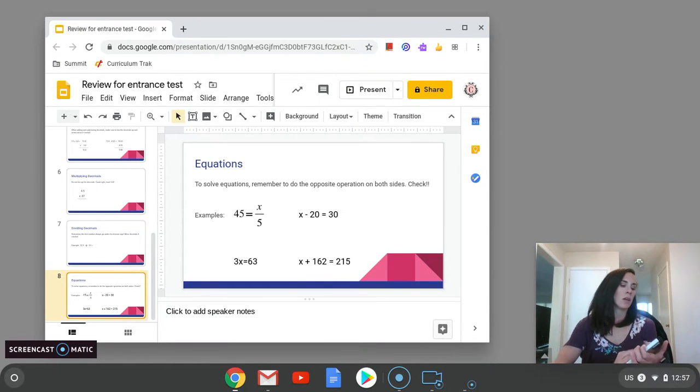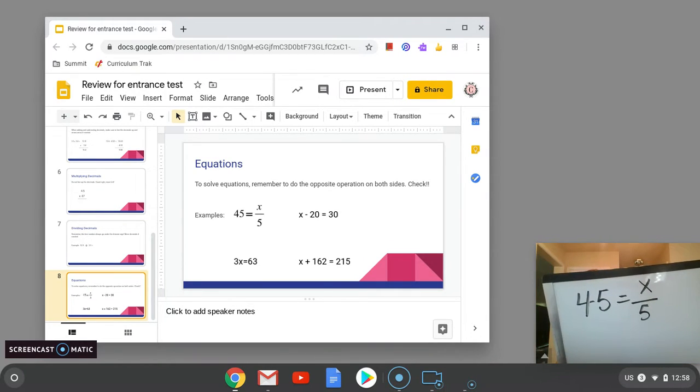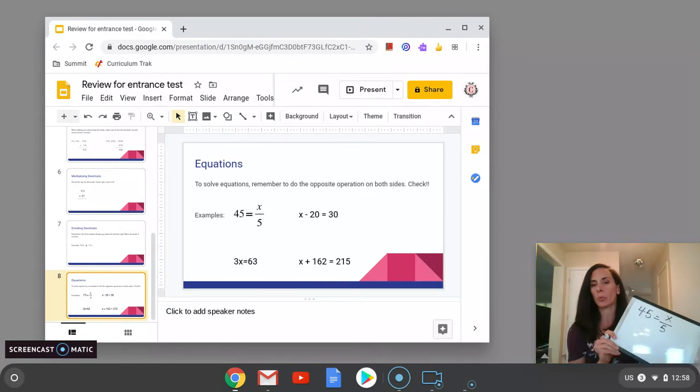Okay? This is the really important thing to remember with equations. You have to do the opposite of what it has on there. So, for example, in this first one, if we remember this, the x over 5 actually means x divided by 5. Okay? Now, the temptation for a lot of you guys is going to be to put 9, and 9 is not right.